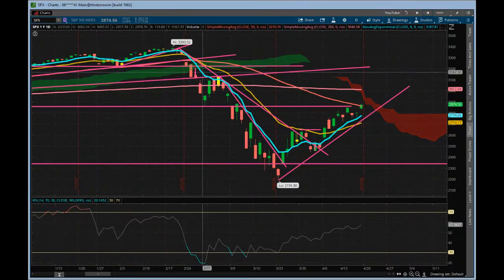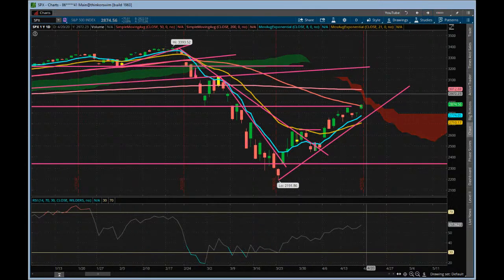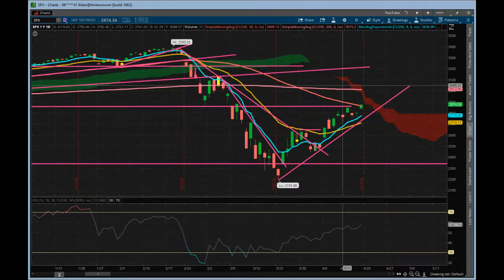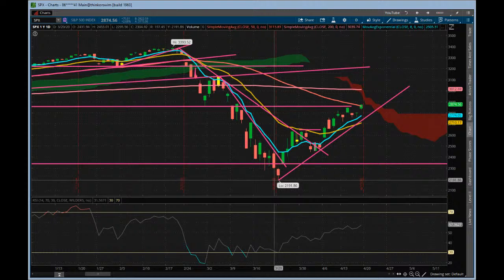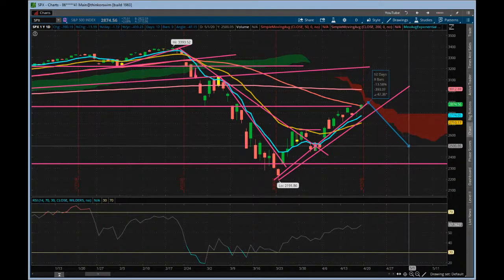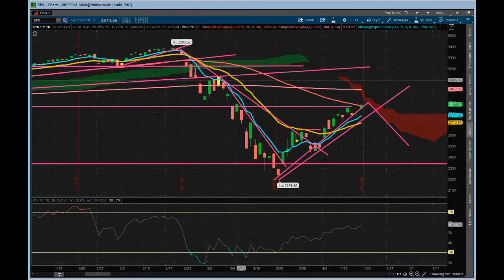So we see this a lot. We talked about cloud trends, right? So this cloud trend is kind of an important area for us too. We may come up and tag this cloud, and then reverse off of it, right? Because this shows where there was some big selling pressure.